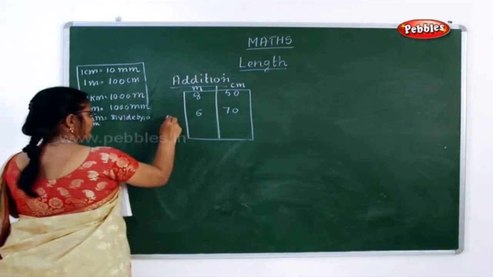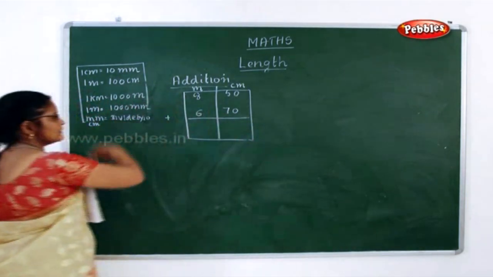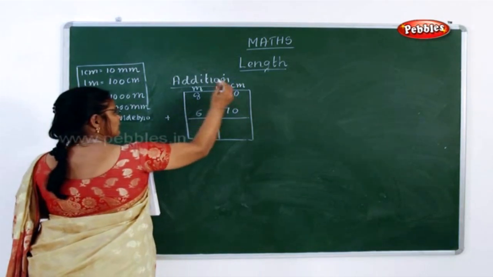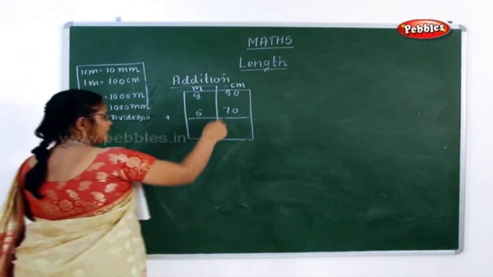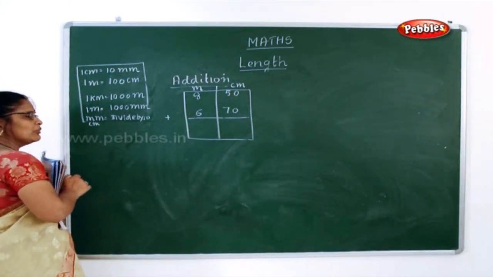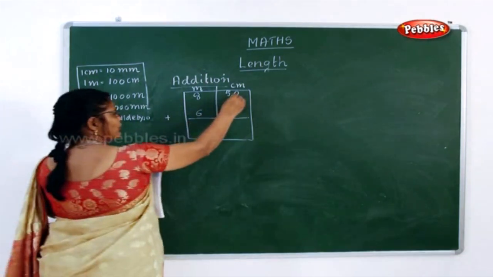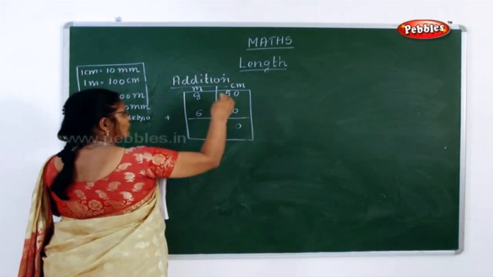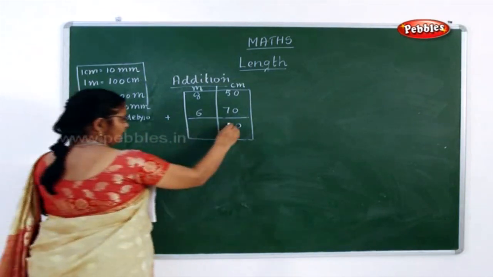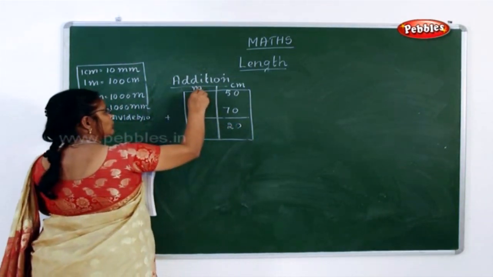So what you have to do is 8 meter, 50 centimeter and 6 meter, 70 centimeter. Now how will you do it? This is normal addition. So now what you do? 0 plus 0 is what? 0. 5 plus 7 is what? 12. Now what you have to do? You have to put 1 here.